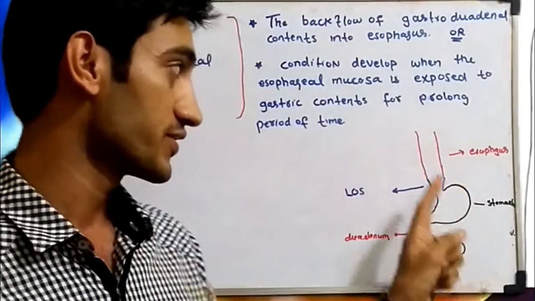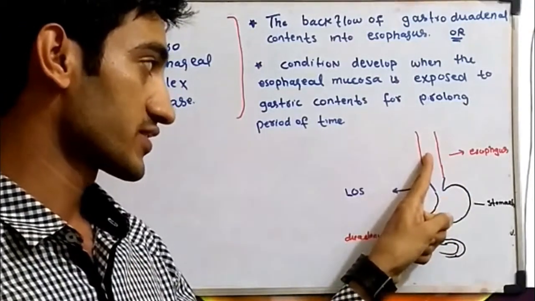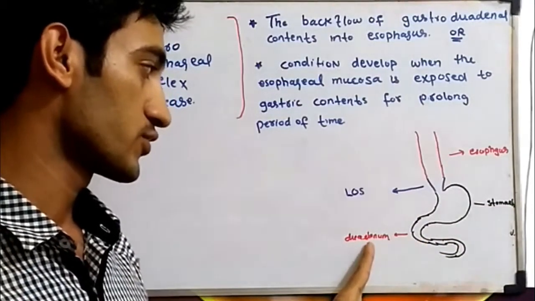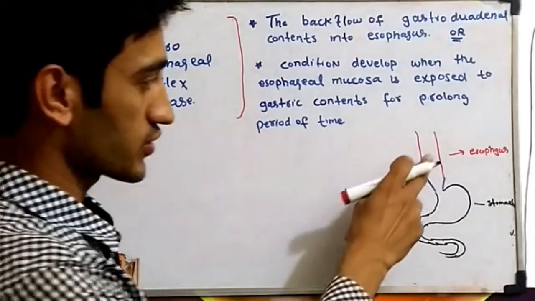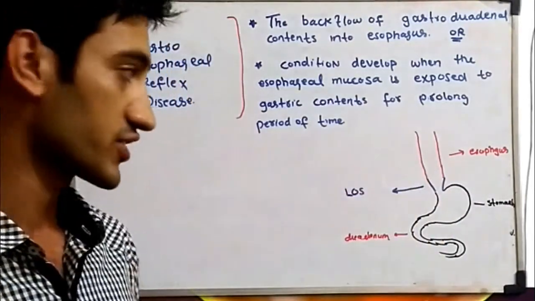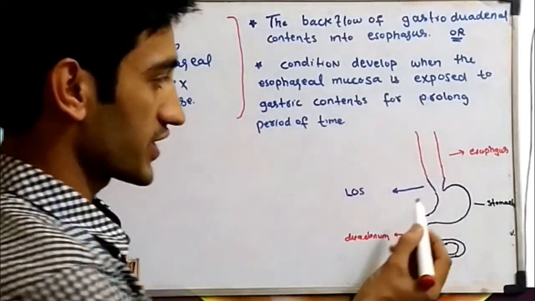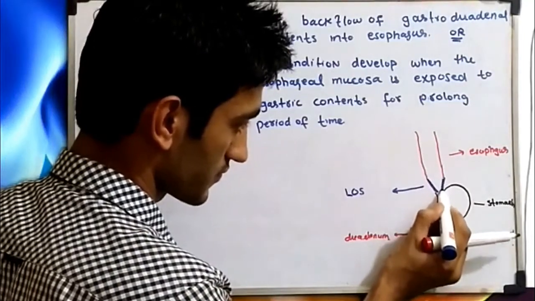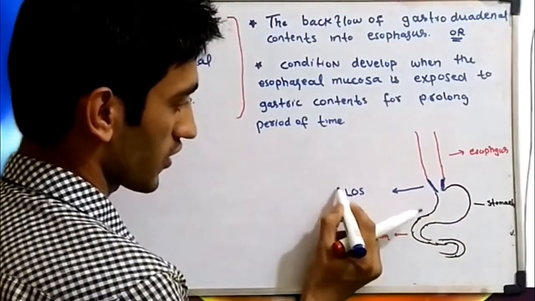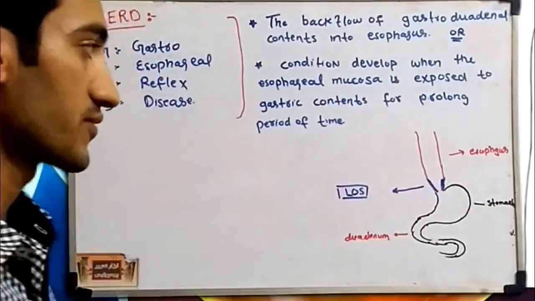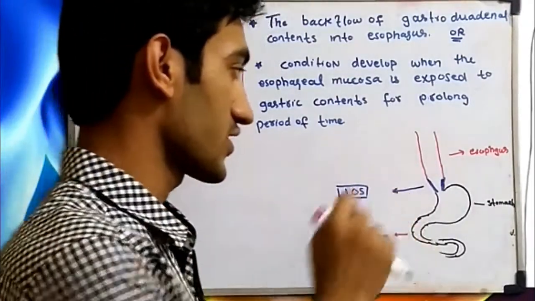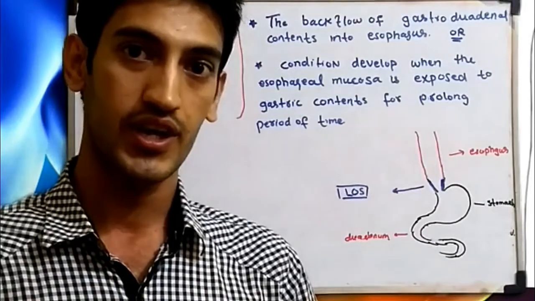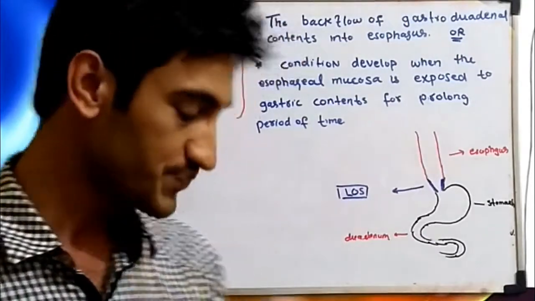In this diagram, you see this is the esophagus and this is the stomach and this is part of the small intestine, the duodenum. At the junction between the esophagus and stomach, there is a sphincter which is called the lower esophageal sphincter. The function of this sphincter is to prevent the backflow of stomach and duodenal contents into the esophagus.